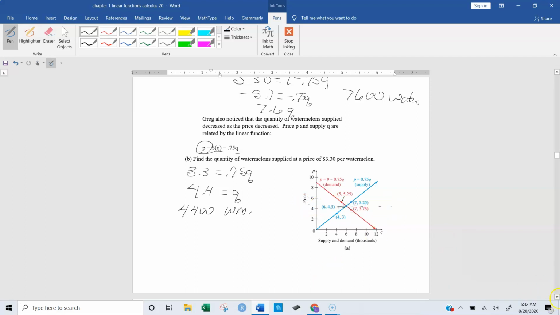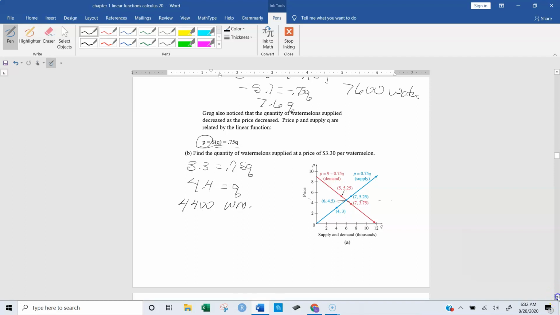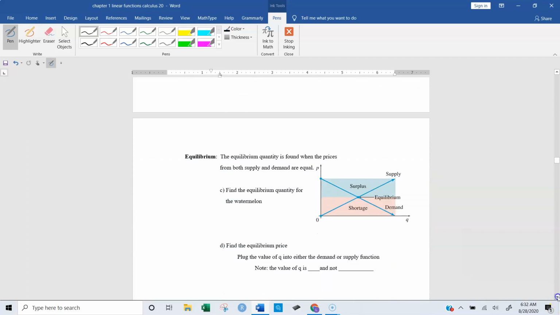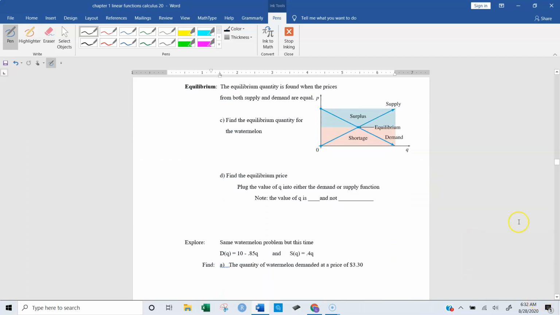Later on, known as a break-even point when we start talking about money. Way more interesting, I think. Okay, just a short description so you can see it. It's found when the prices of both supply and demand are equal. The equilibrium, oh, I already talked about this. Equilibrium quantity for the watermelon.